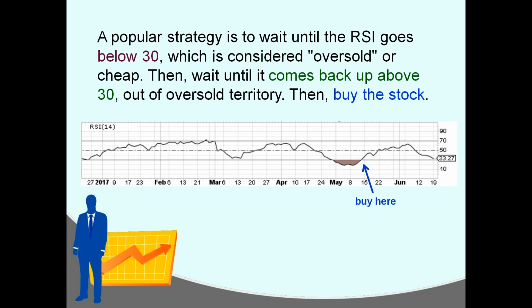A popular strategy is to wait until the RSI goes below 30, which is considered oversold or cheap. So if this is the 30 line here, that horizontal line here, okay, and you can see here the RSI line went below 30. Okay, it actually went to about 20 or so. Then wait until it comes back up above 30. So here it is, and it came back up, out of oversold territory, back above 30.